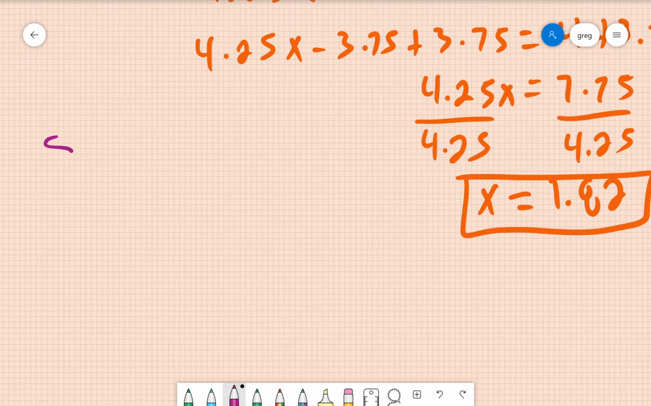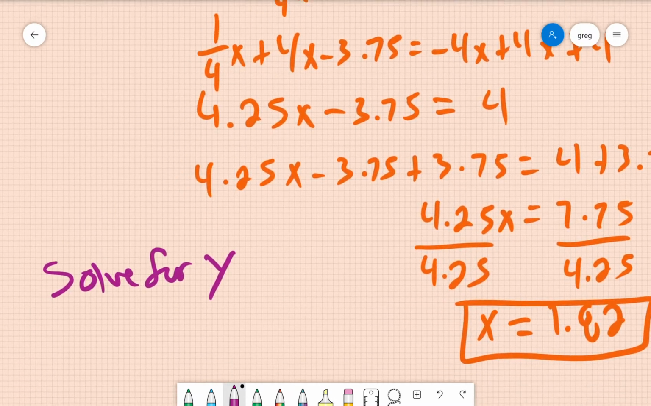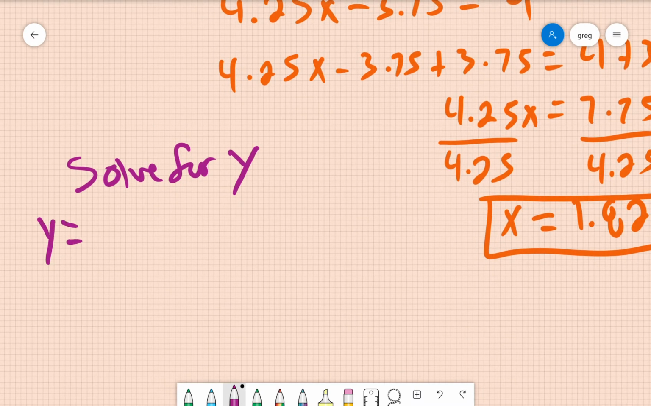So now let's solve for y. And the great thing about it is that each equation is already isolated for y, so it makes it even easier for us. So I'm going to do the one with the decimal just because. So I have y equals, and 1/4 is 0.25, so 0.25x minus 3.75. That's the equation that I want to use to solve for y.